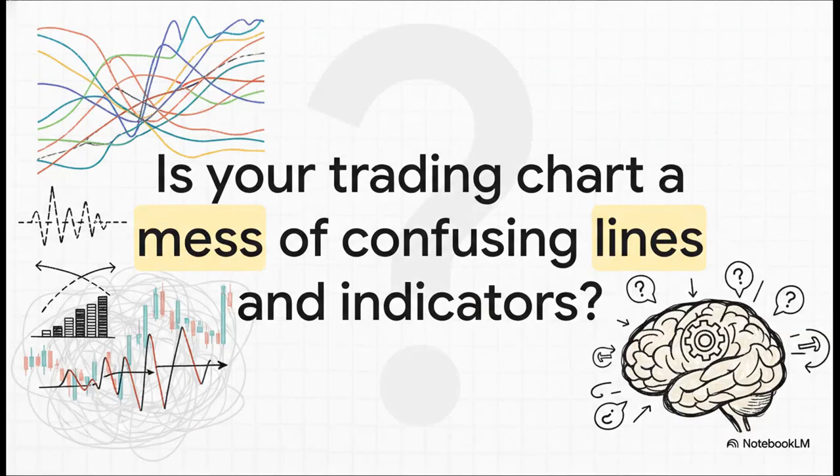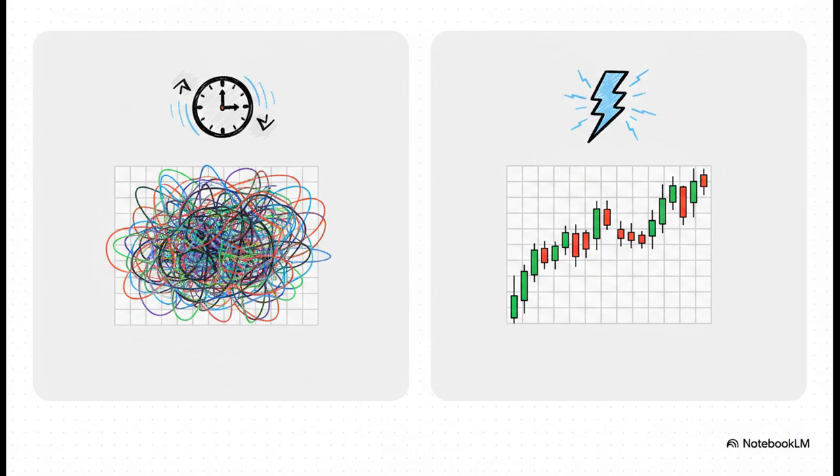So, does your trading screen look something like this? A total mess of confusing lines and indicators? Look, if it does, you're definitely not alone. It's so easy to get analysis paralysis from all this. You're just too overwhelmed to make a solid call. But what if I told you there's a way to trade, and trade well, with a chart that's way cleaner than this? And that, my friends, is where the magic of price action comes in.